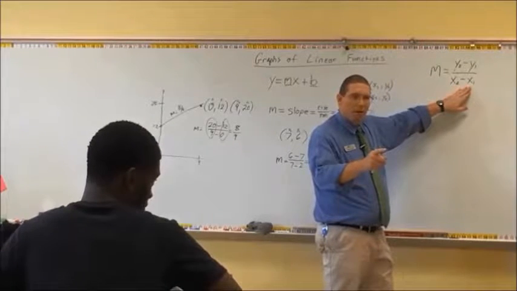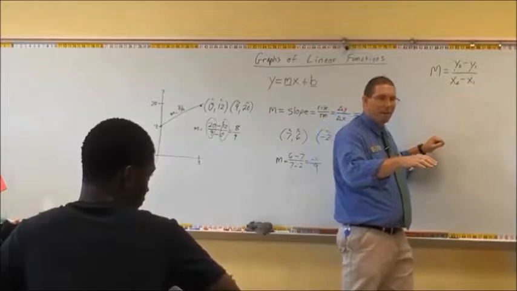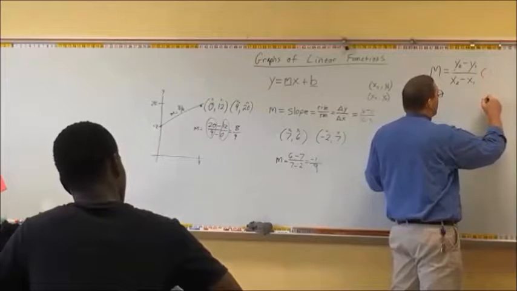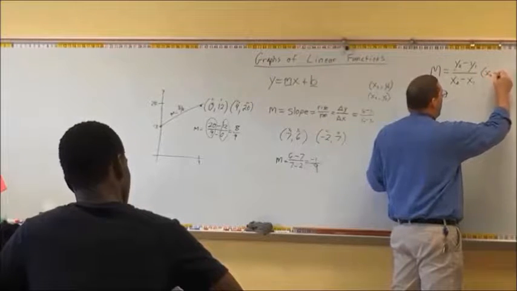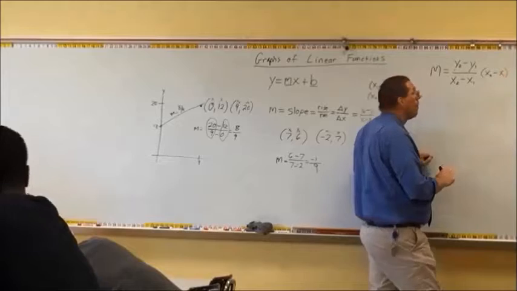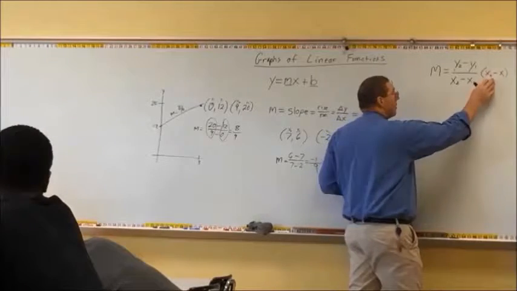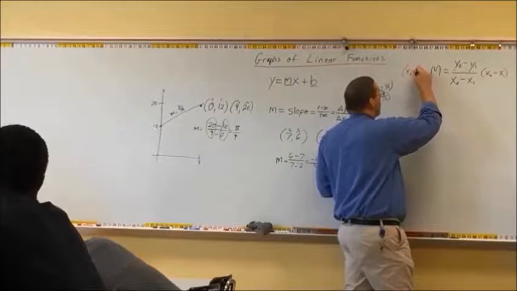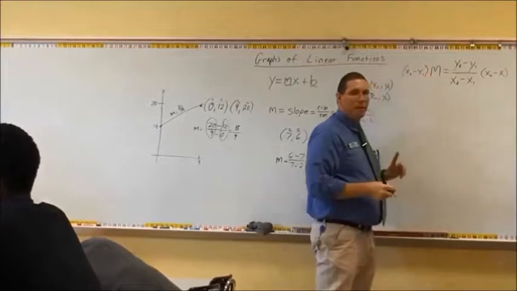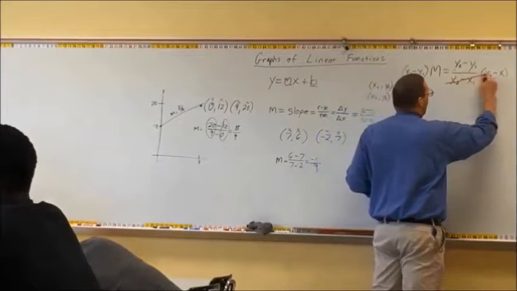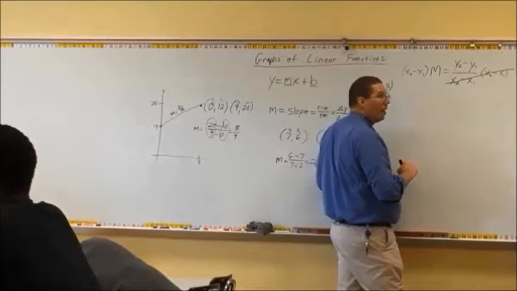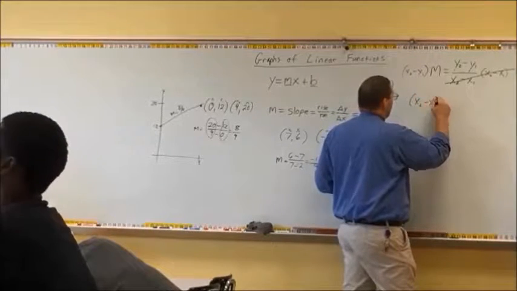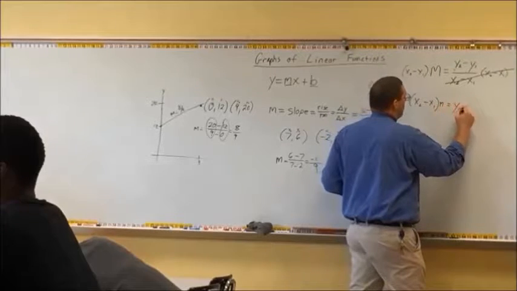Is that what you said before? You said something else, right? It's all right. Parenthesis, x2 minus x1. And then I can cross that. But because I'm multiplying this side by x2 minus x1, I've got to multiply x2 minus x1 on this side, right? All right, so here we go. I'm going to cancel the denominator. x2 minus x1 times m equals y2 minus y1.